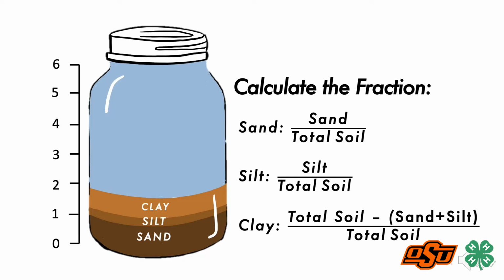Now that we know the measurements of each texture of soil, it's time to make our fractions. For each fraction, you'll have the number of inches over the total soil. In our case, total soil is 2 inches. If you aren't sure what your clay portion is, you're going to do total soil minus sand and silt combined.